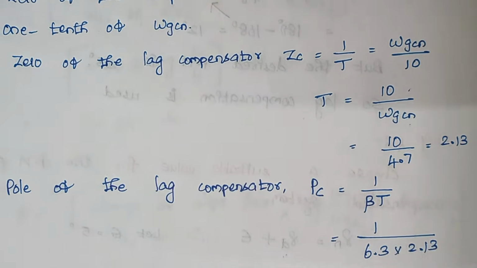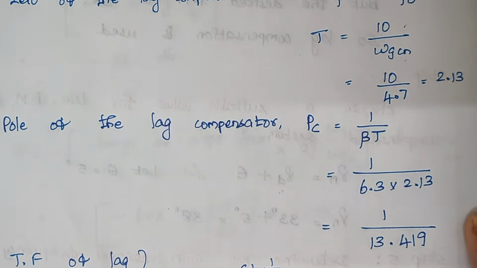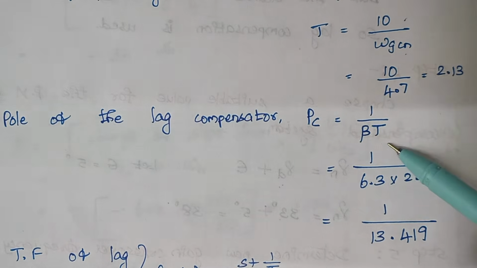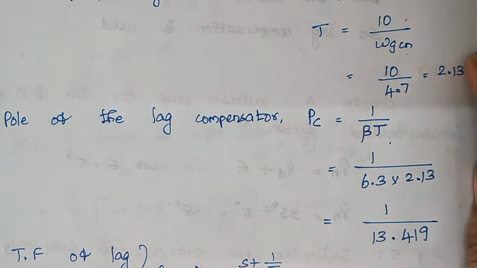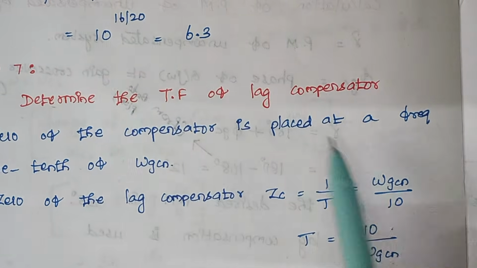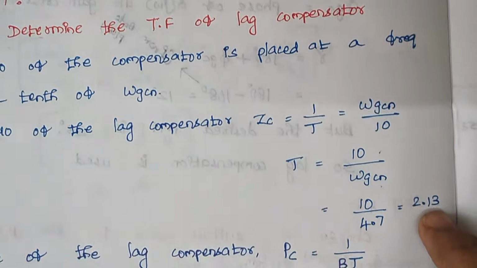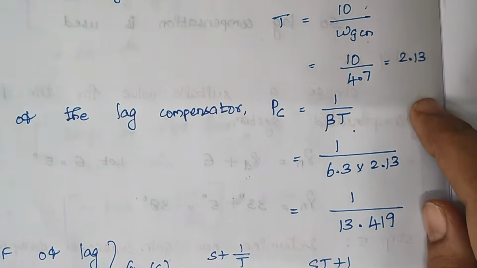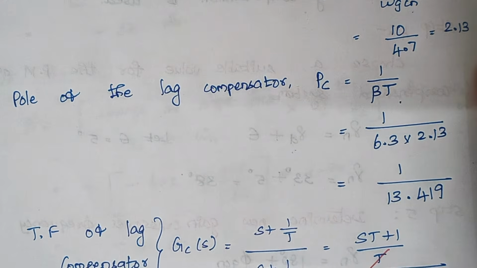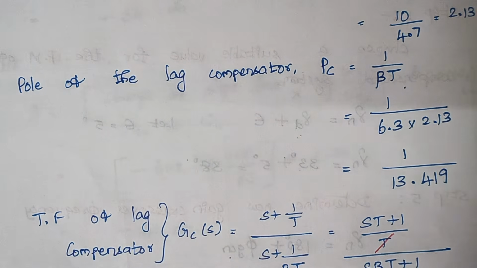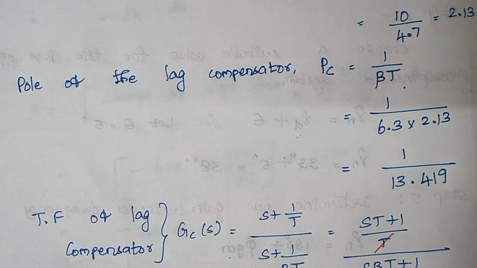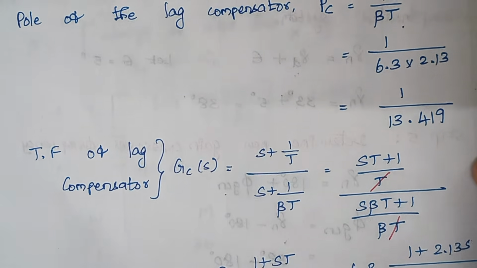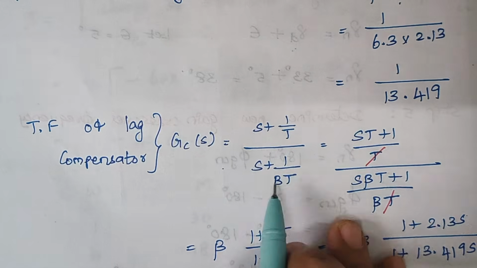The next one is the pole of the lag compensator. So this is given by 1 by beta T. The value of beta we just found, right? It is equal to 6.3. So just substitute. We know what beta is and what T is, and find out the value of this pole. It is 1 divided by 13.419, right? And the transfer function of the lag compensator is given by this expression.